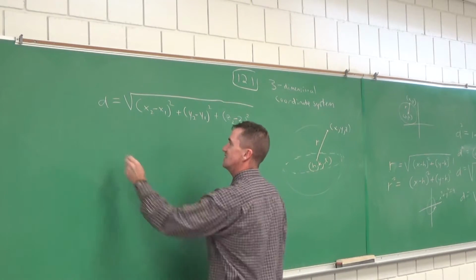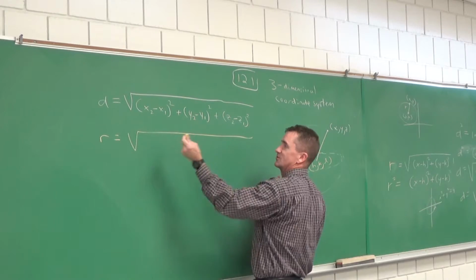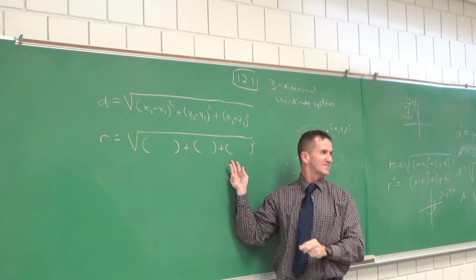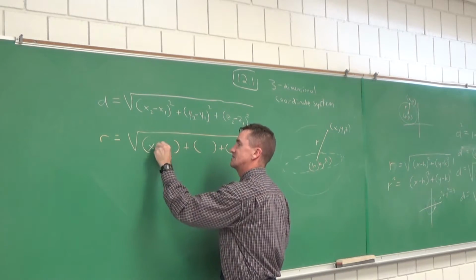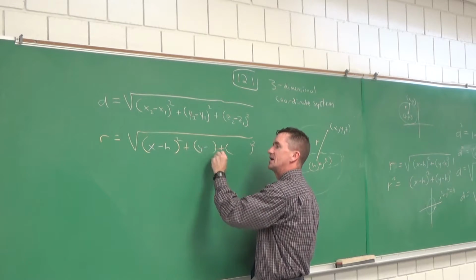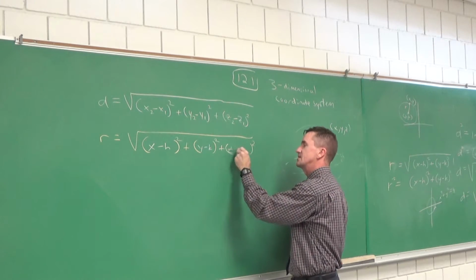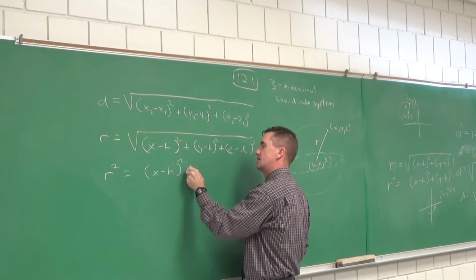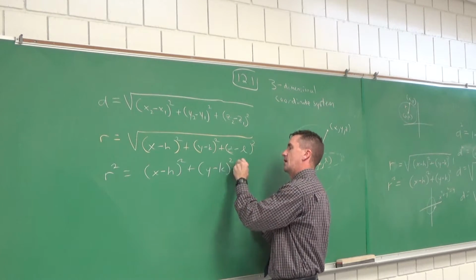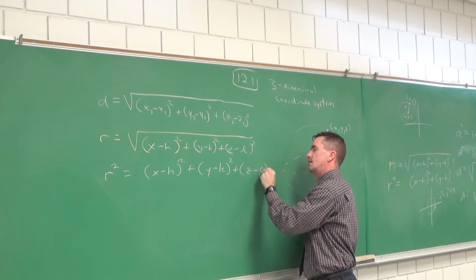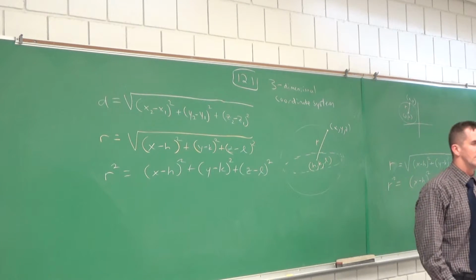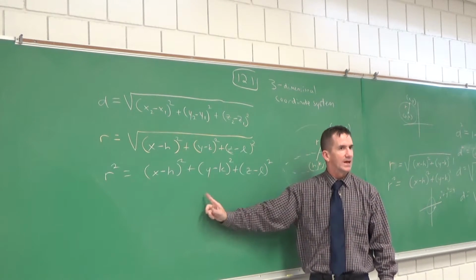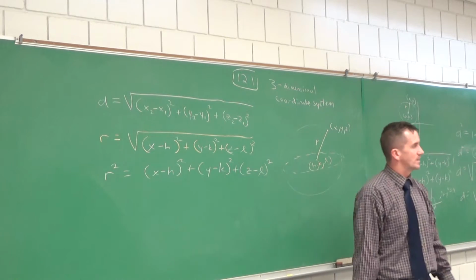(x − h)² + (y − k)² + (z − l)², and then I'll square both sides. And this is going to look just like the circle, isn't it? Except it's going to have this little piece at the end. (x − h)² + (y − k)² + (z − l)² = r². There it is. I'll get out of the way so you can see this. We're having fun here. Oh my gosh, all this is coming from the Pythagorean theorem. That's the equation of a sphere. Welcome to three-dimensional space.